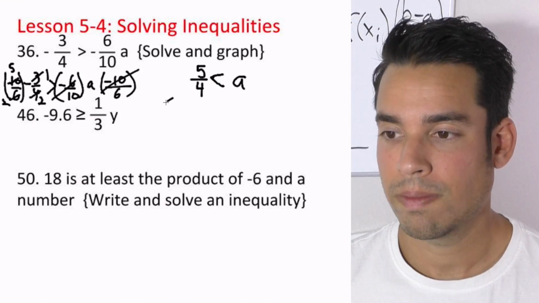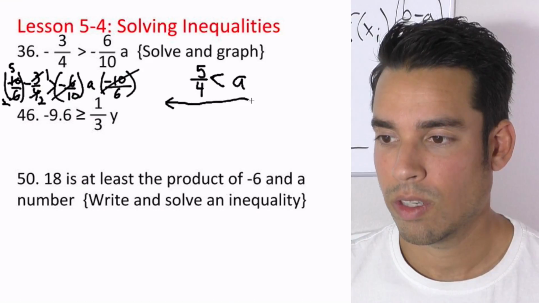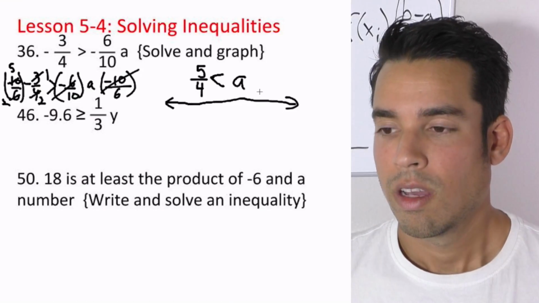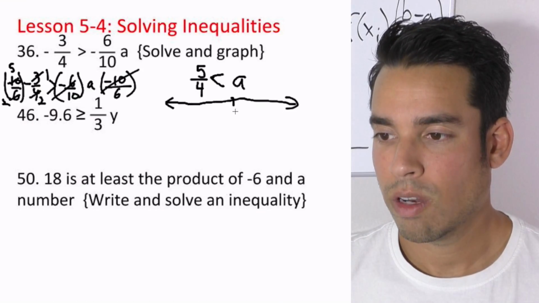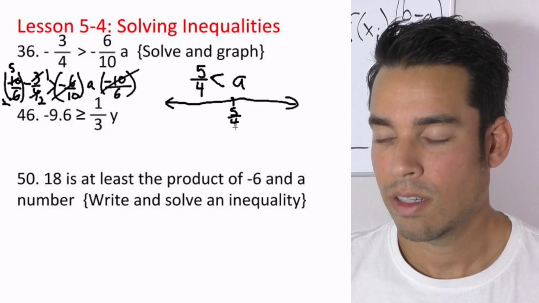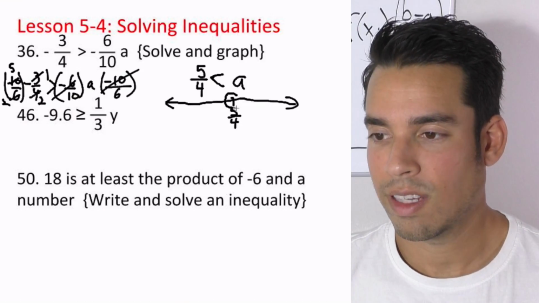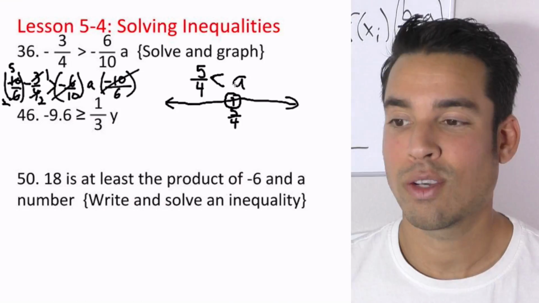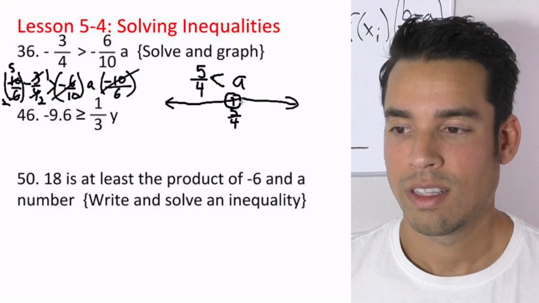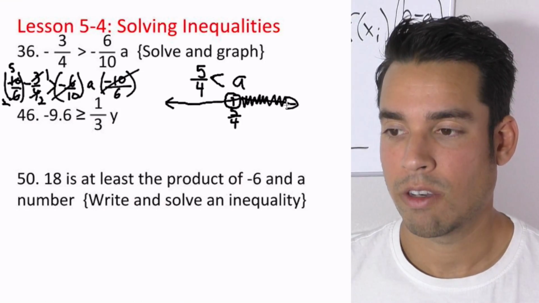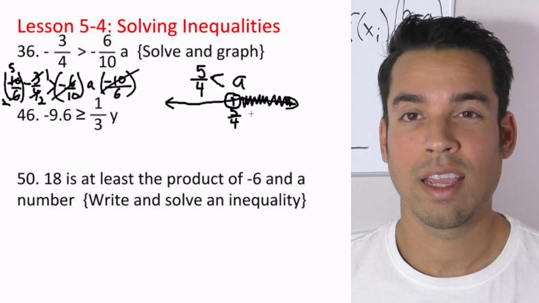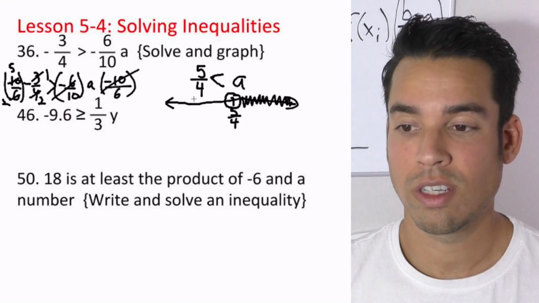Now let's graph it. We have 5/4 wherever we got it, doesn't matter. Put a circle to indicate that it's greater than, not greater than or equal to. And then we shade everything to the right because it's everything bigger. That's all you need for a graph of the inequality, and you're good.